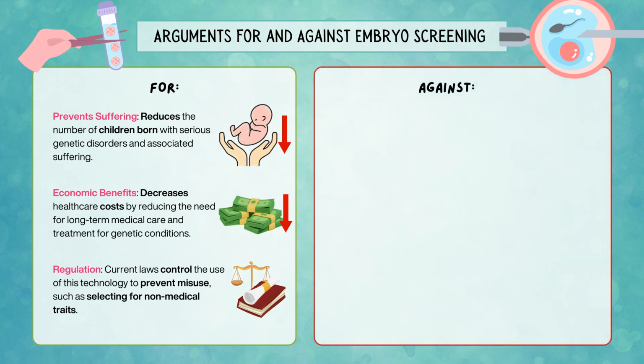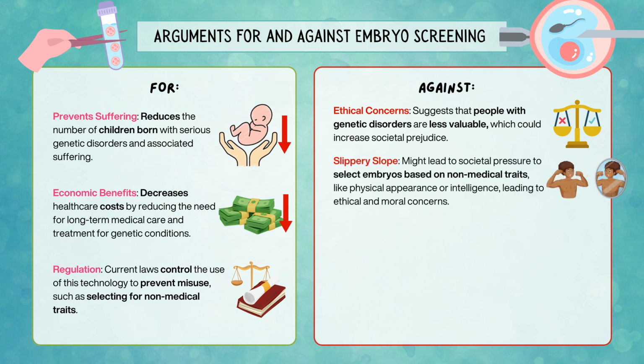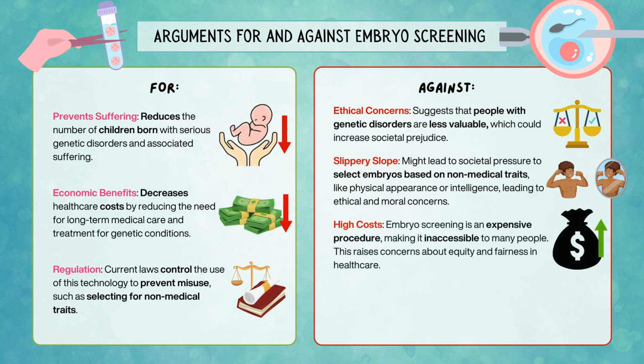Now let's discuss some arguments against. Firstly, there are ethical concerns. Some people believe that embryo screening suggests that people with genetic disorders are less valuable, which could increase societal prejudice. It can also be thought of as a slippery slope. This might lead to societal pressure to select embryos based on non-medical traits, like physical appearance or intelligence, leading to ethical and moral concerns.